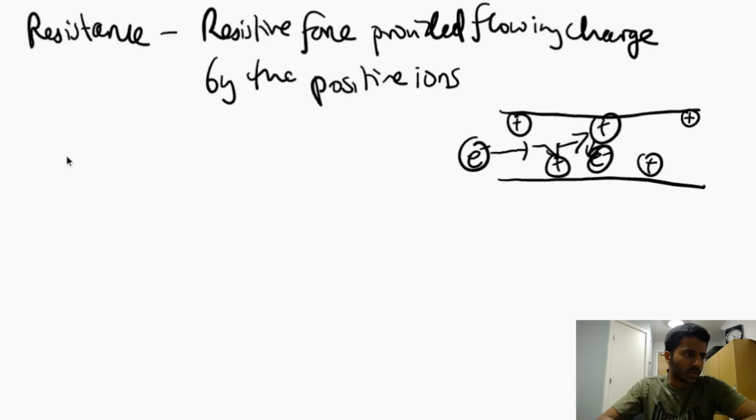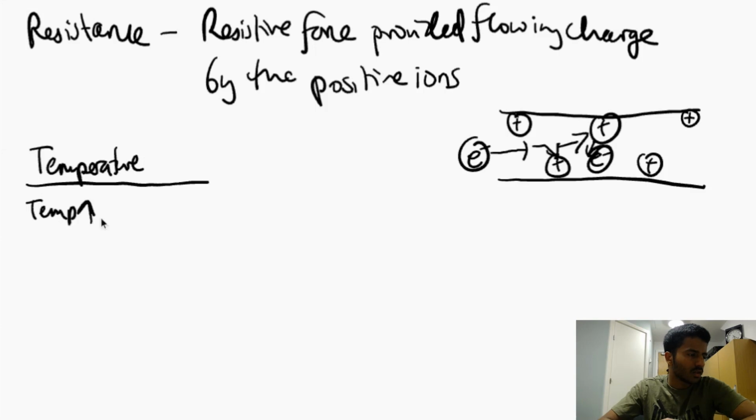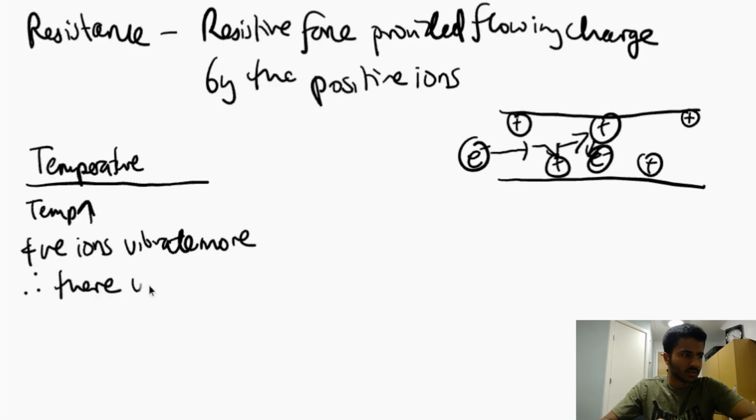So let's look at temperature first. If we increase the temperature, you know that when a metal gets hotter or particles get hotter, they vibrate more. So in this case, the positive ions vibrate more. Therefore, there will be more collisions.